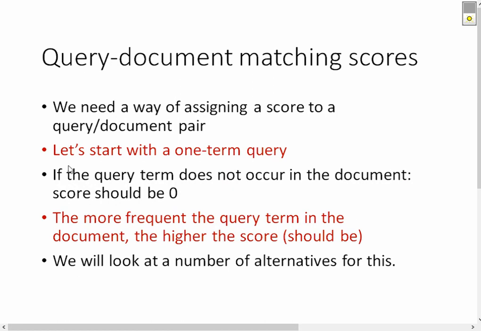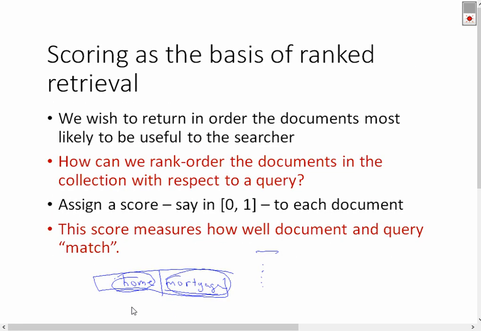So we basically need to get to a point where we can assign a score to a query and document pair. So I have a document and it has words in it. I have a query and it has words in it. We go back to the example where maybe my query words are home and mortgage.